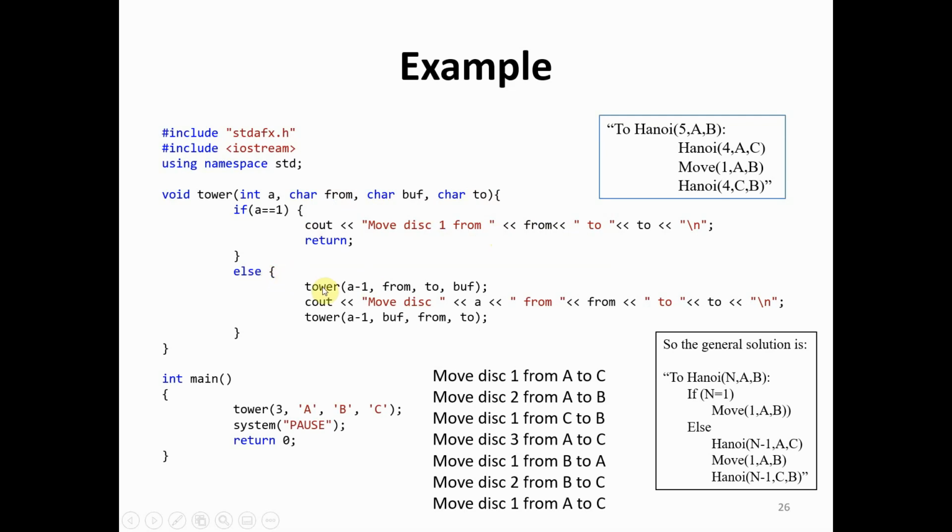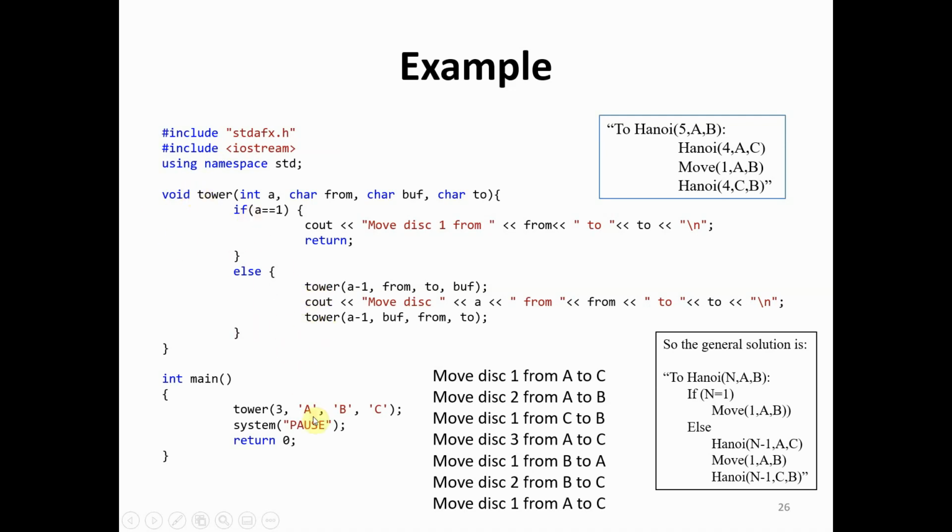Otherwise, if you have more than 1 disk, then the problem is solved by first moving the first n minus 1 disks from source to the buffer or auxiliary pole, using the destination pole as the buffer, and then just moving the last disk from source to destination. And finally, we call the same function again, moving the n minus 1 disks from the buffer or auxiliary rod to the destination rod, using the source as the buffer in this case. So you see that we have 2 recursive calls. We're calling the same function twice.